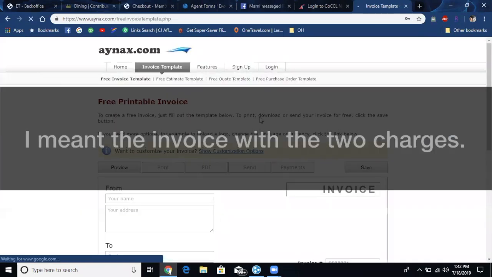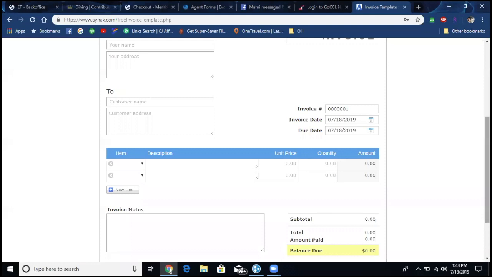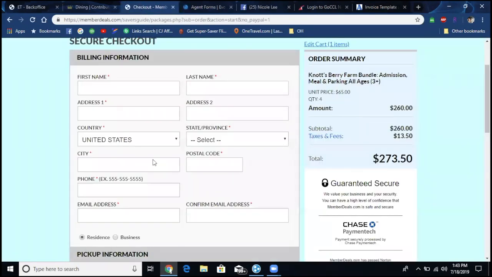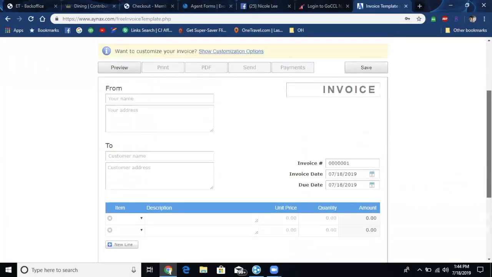I meant the invoice with 2 charges. That's here. They pay the $50. If they want to enter it themselves, they can. But if they want a lower price, they cannot do this themselves. You have to take the credit card over the phone. I don't send an invoice.